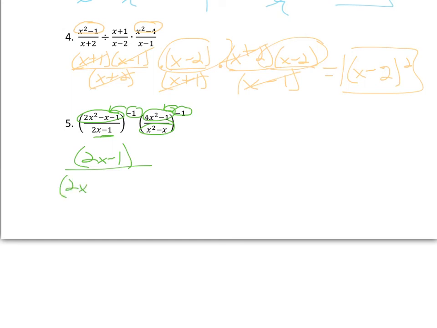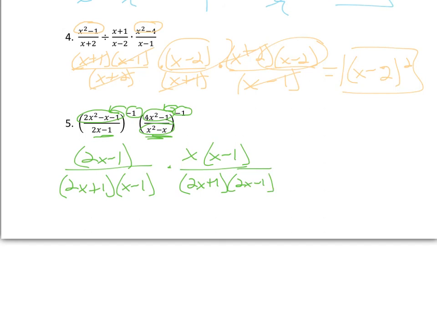It's going to be a plus 1 and x minus 1. Yes, that's correct. Times, pull an x out of the x squared minus x, and you're left with x minus 1. And the difference of two squares right there becomes 2x plus 1, 2x minus 1.